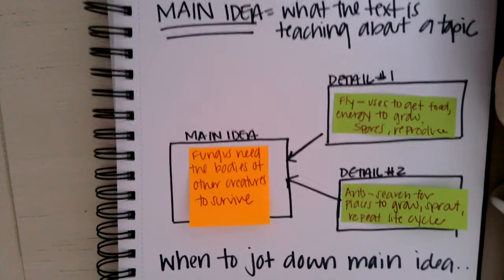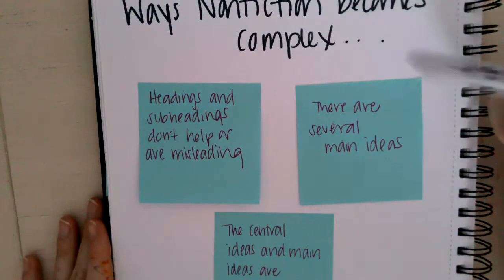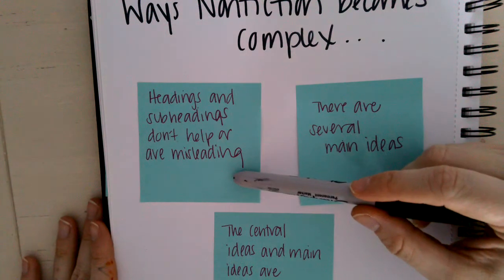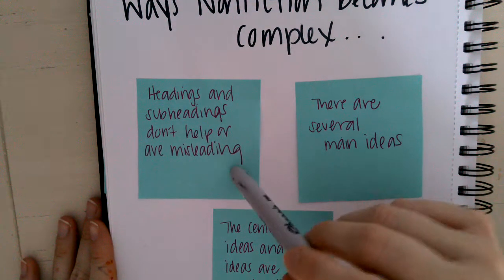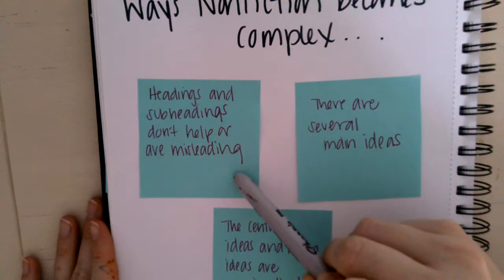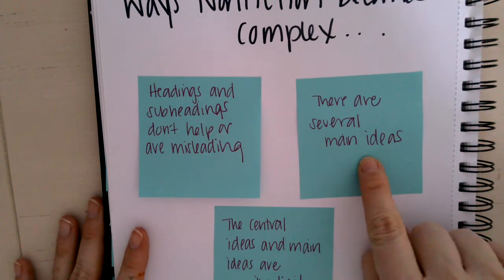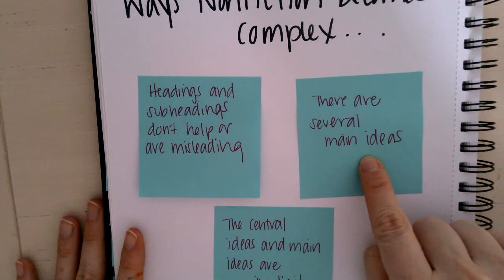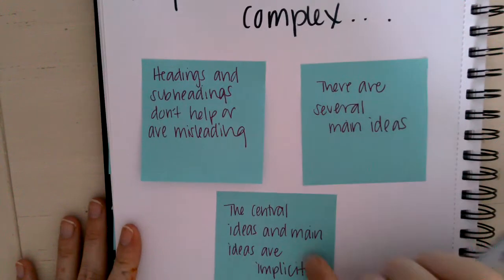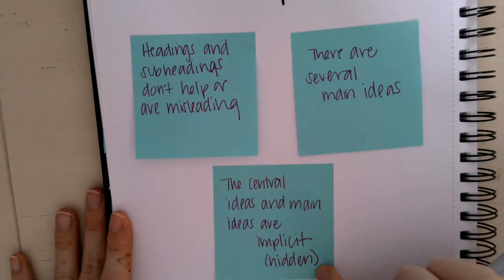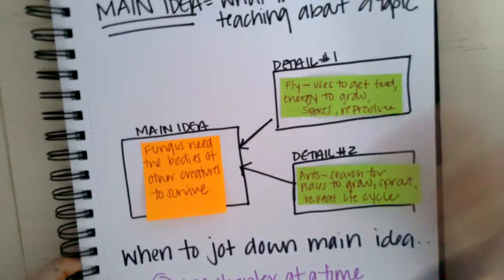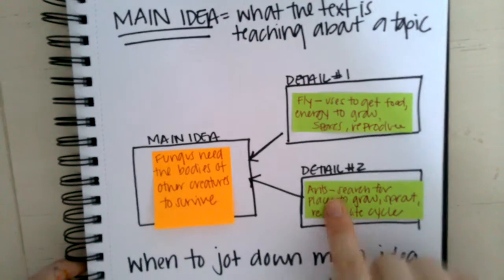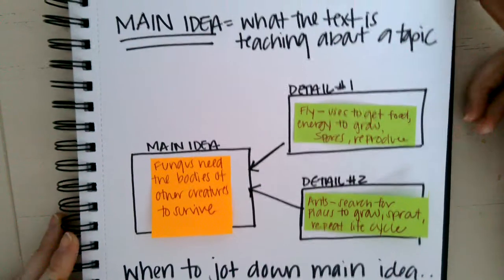Okay, so to recap what we did, we first talked about the ways that nonfiction books become complex. So we know that the headings and subheadings don't help sometimes or are misleading. So don't rely on those headings to help you figure out main idea. There are several main ideas. There are lots of different main ideas we could have come up with in this section. So that was just one example. And they are hidden or they are implicit, so we have to find them. We then thought about what the text was teaching us to think about main idea, and then we also thought about details to support that main idea.